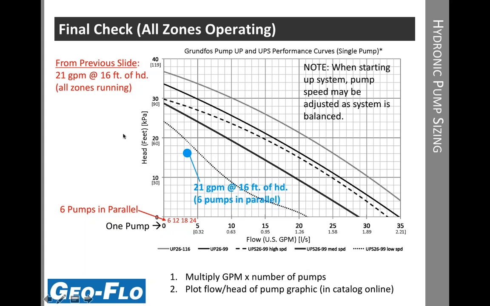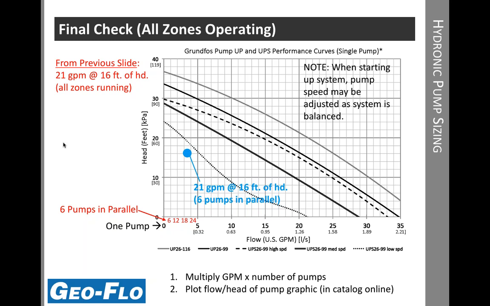And in fact, most systems are going to have different flow rates for each of the zones. So my note here in the corner, when you're starting up the system, you do want to make sure that you balance the system. There may be some zones that need low speed, some medium, some high speed, and that can be adjusted with all of the zones running.